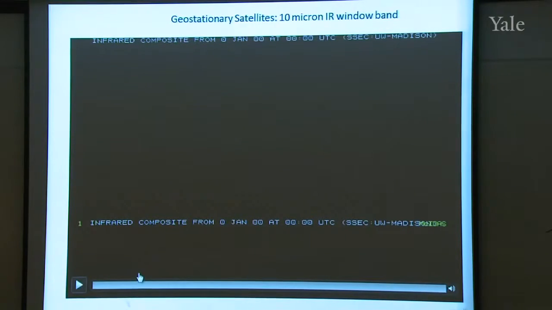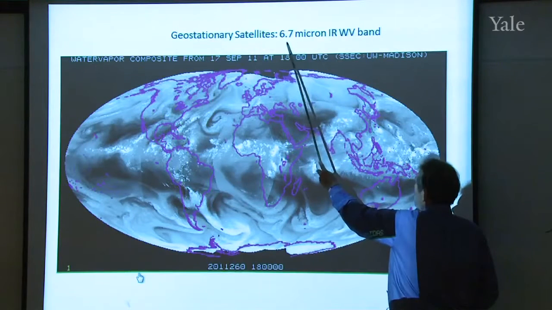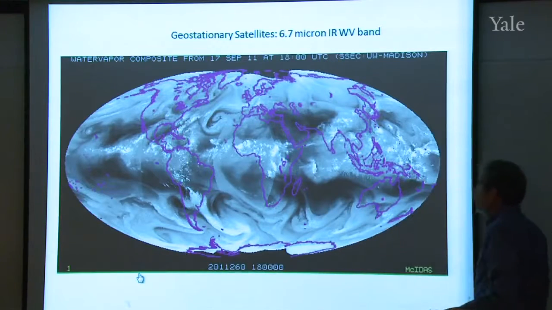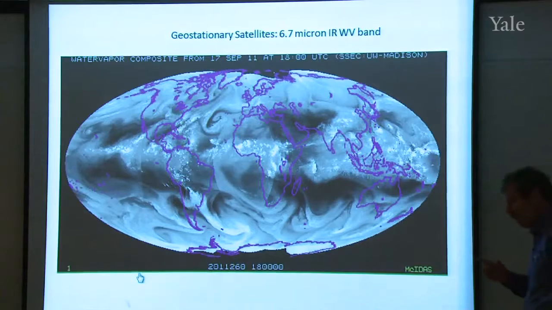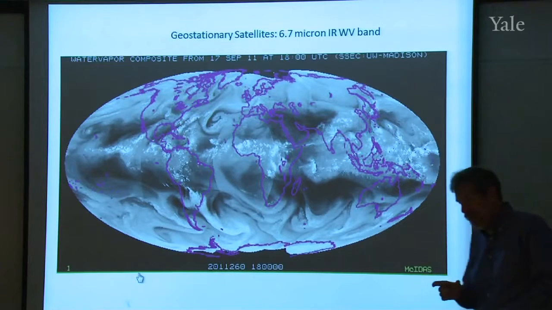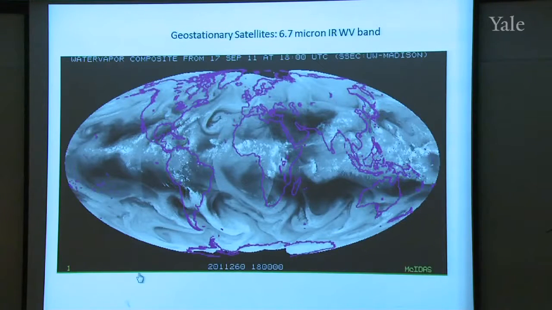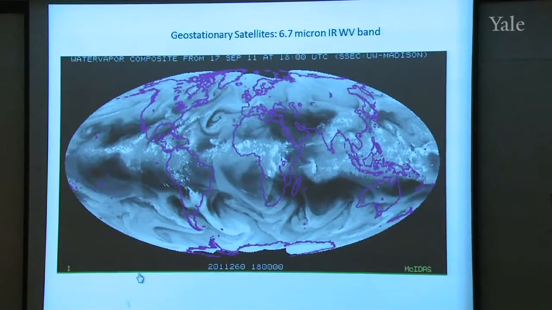And then I'll move on to the next, which is very similar, except it's taken in a different wavelength. Instead of near 10 microns, it's about 6.7 microns, which is not a window. It's not a wavelength for which the atmosphere is transparent. It's actually a wavelength for which the atmosphere is rather opaque. It's opaque because water vapor absorbs at that particular wavelength. So we call this a water vapor image because the radiation you're seeing there is coming from water vapor molecules in the atmosphere.